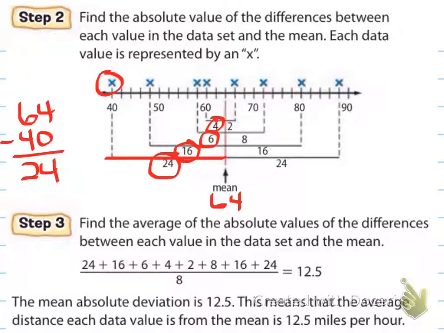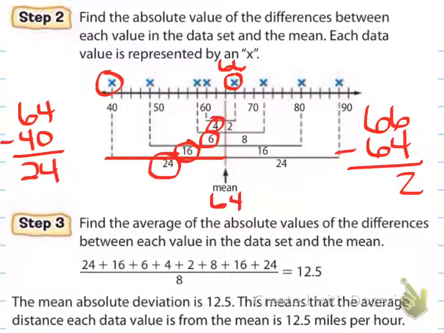We're finding absolute values. So we're going to take the bigger number and subtract the smaller. In this case, this number is 66. So we're going to do 66 minus 64, and that's 2. And so that's our next amount.